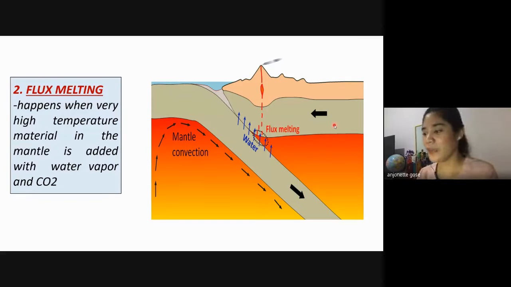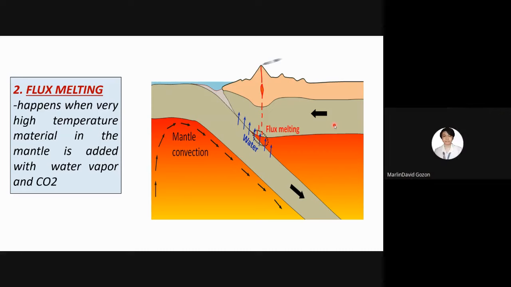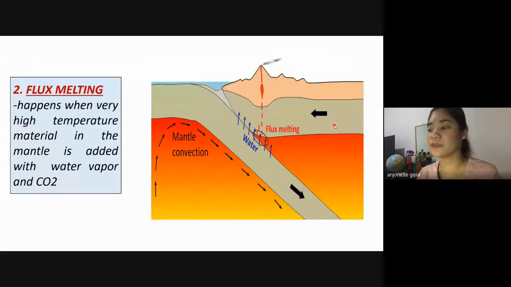So, may I ask Gosson to please read what is flux melting? Flux melting happens when very high temperature material in the mantle is added with water vapor and CO2. Or CO2 or carbon dioxide.